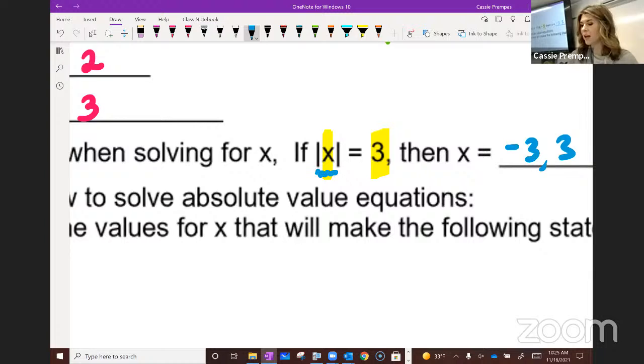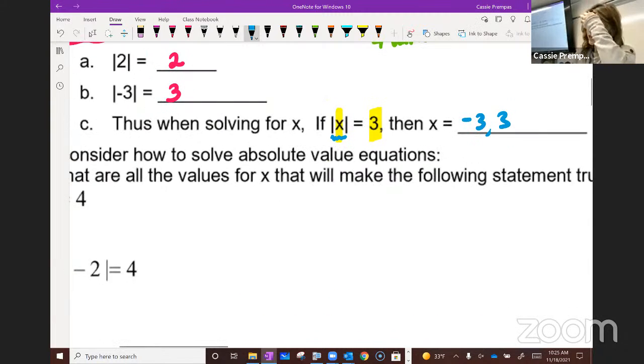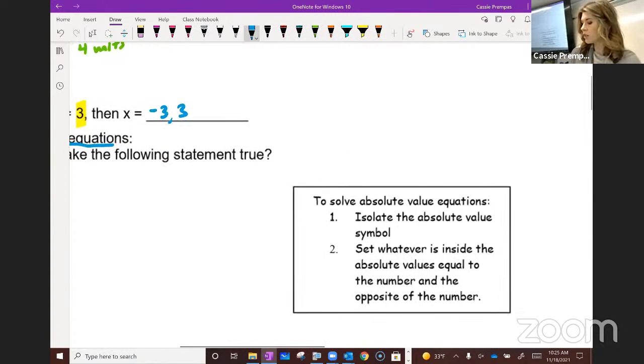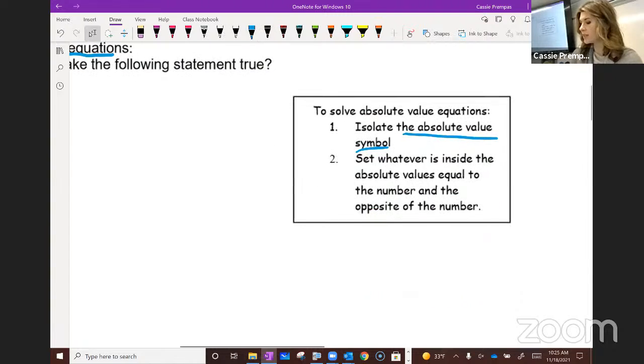Whatever is inside the absolute value could take on a positive value or a negative value due to the distance away from 0. So here are the key steps in solving absolute value equations. Number 1, make sure the absolute value is by itself. Only the absolute value represents distance. Then you'll set whatever is inside equal to the number and the opposite of the number that's on the outside. Don't change the x's or anything within the absolute value.